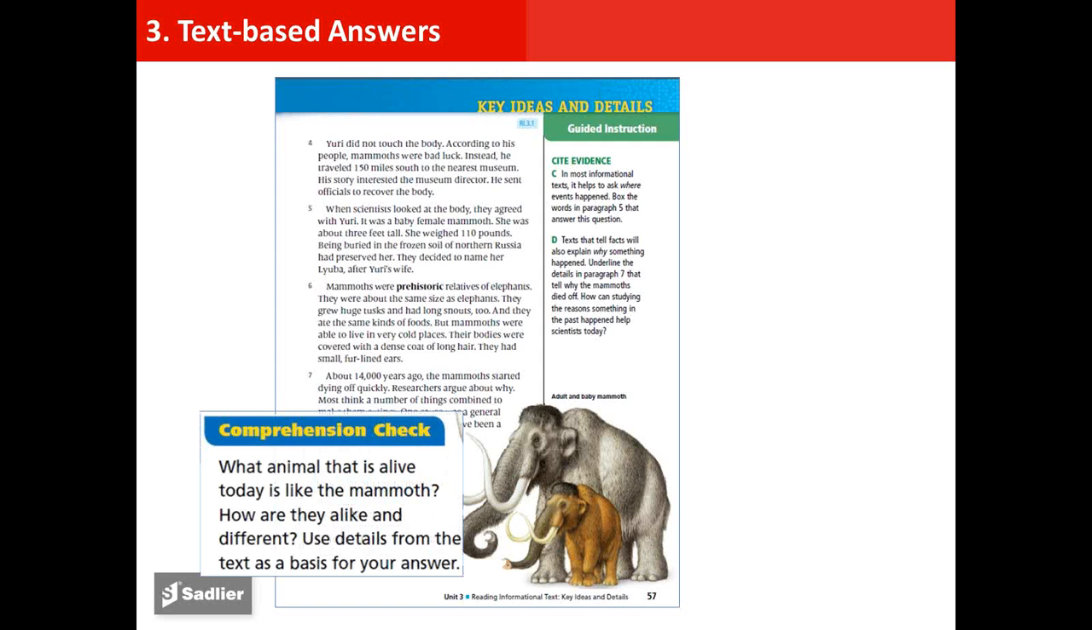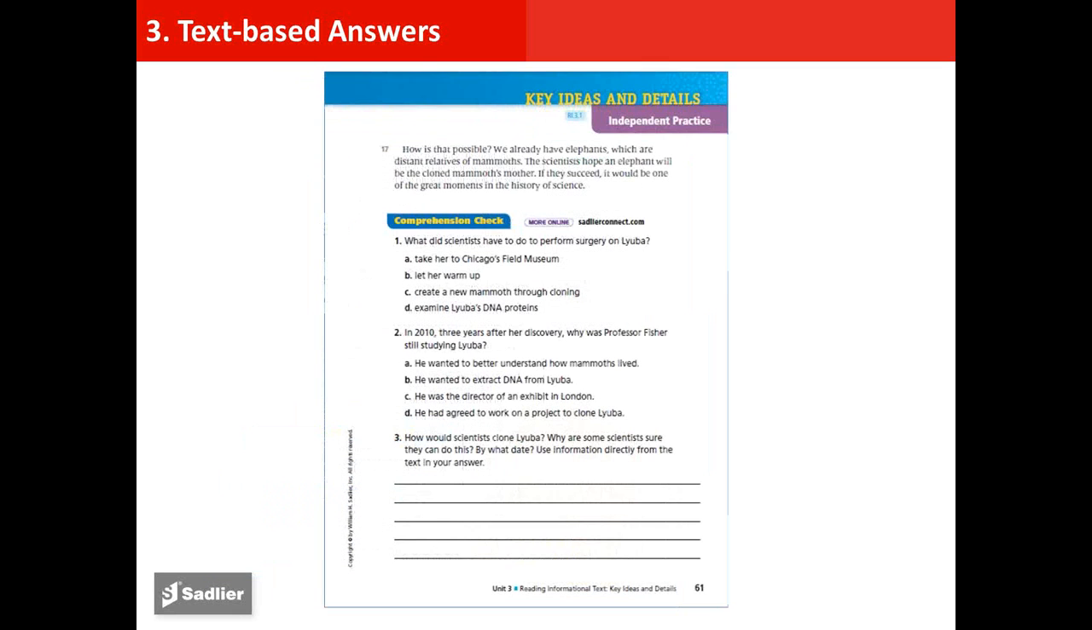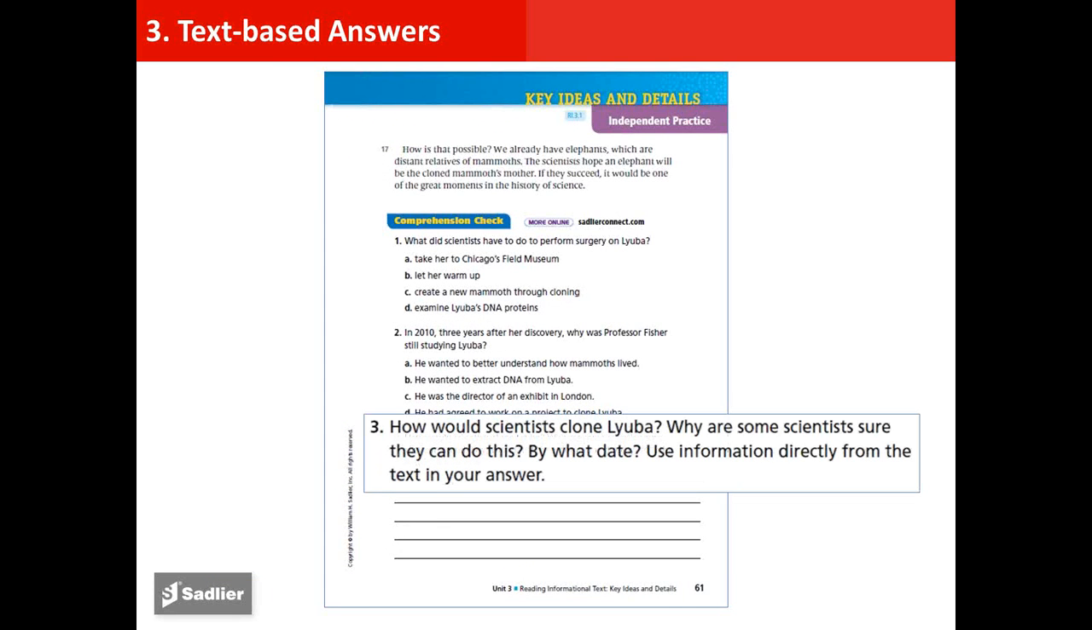For instance, when reading about mammoths, this text-based question is, what animal that is alive today is like a mammoth? How are they alike and different? Use details from the text as a basis for your answer. Another text-based question. How would scientists clone Lyuba? Why are some scientists sure they can do this? By what date? Use information directly from the text in your answer.